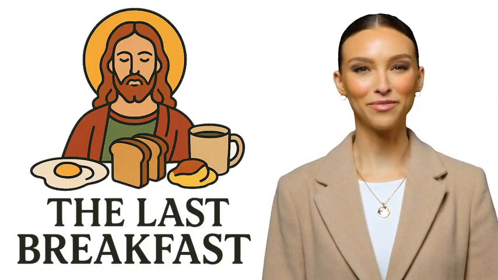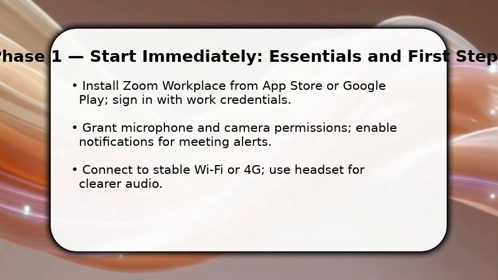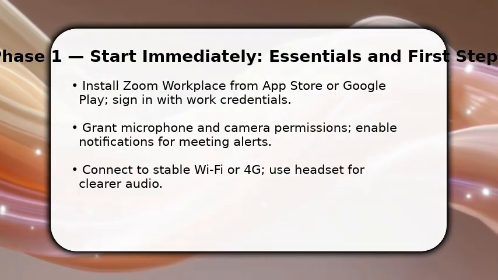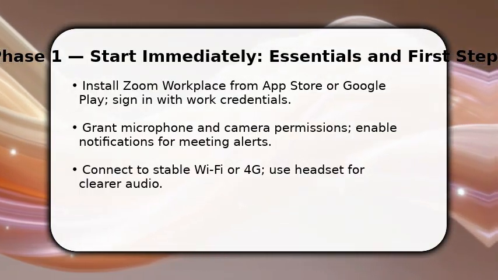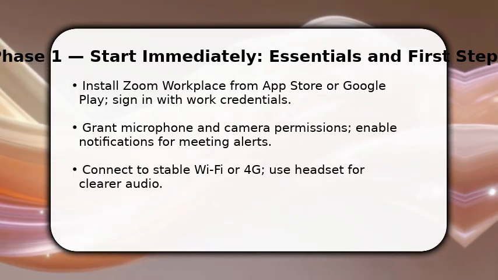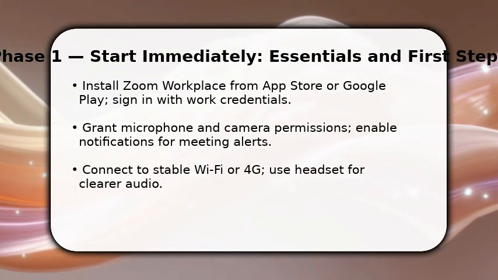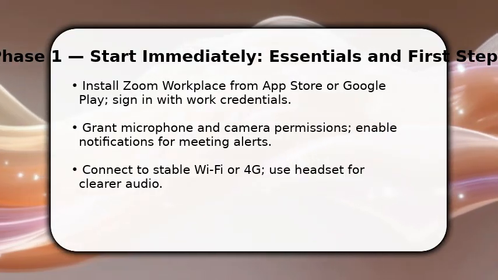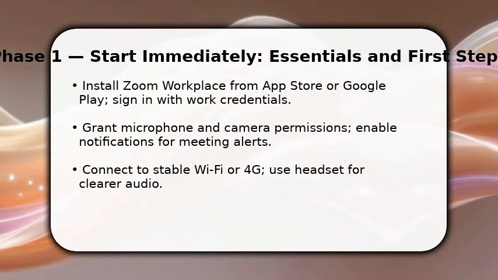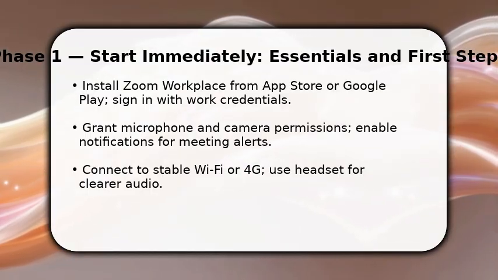Please enjoy the video. You start by making sure the app is installed and you're signed in with your workplace account. Once done, grant microphone and camera access so meetings will work, otherwise you'll be muted or blank. Connect to stable Wi-Fi or switch to 4G if roaming. Make sure notifications are allowed so meeting invites arrive.